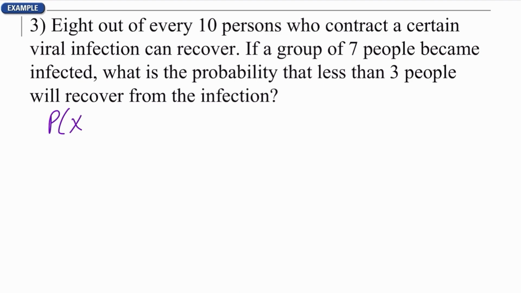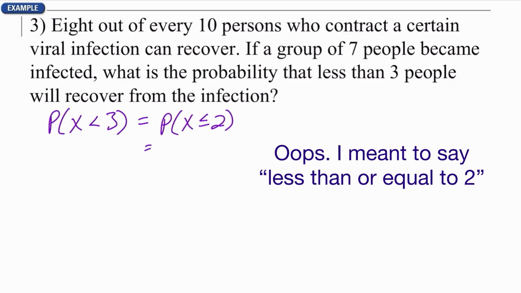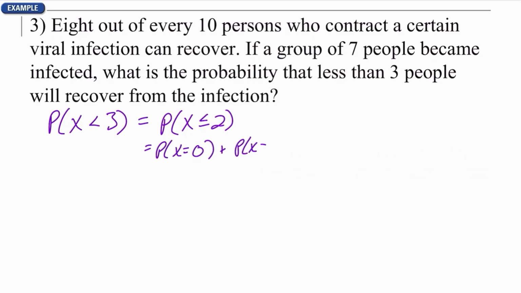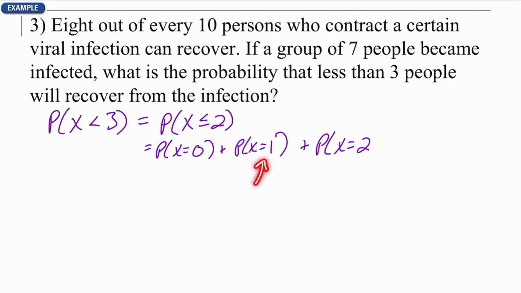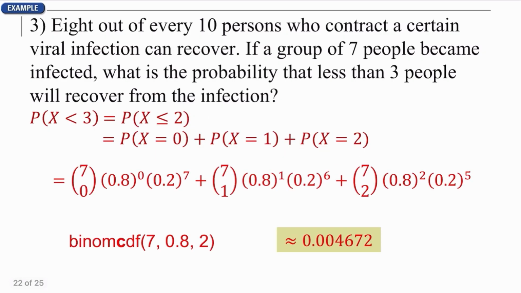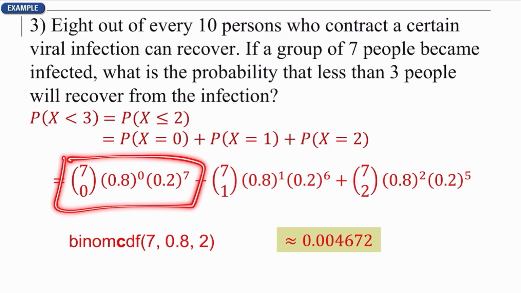The probability that x is less than 3, well, since we're just talking about people, it's got to be whole numbers, right? It's going to be the probability of x being less than or equal to 2, or in other words, the probability that x is equal to 0, plus the probability that x is equal to 1, plus the probability that x is equal to 2. So the probability that nobody recovers, the probability that only one person recovers, and the probability that 2 people recover. So you want to do these also individually, like so. 7 choose 0, 0.8 to the 0, 0.2 to the 7th, plus so on and so forth.